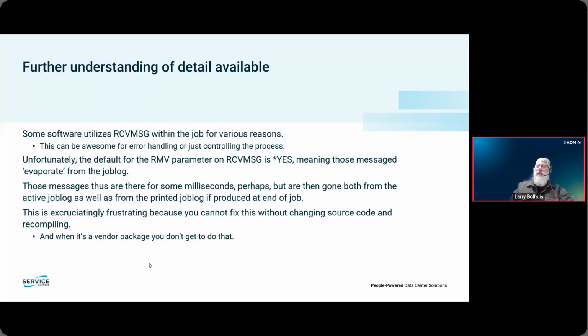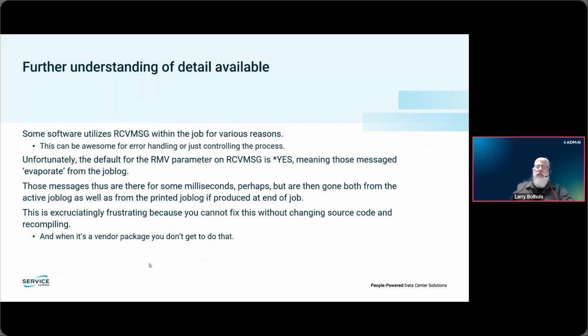One of the parameters in receive message is what do I do with the message that I've received? I could leave it in there so I can still see it, or I can remove it from the job log. And that software was doing the remove from a job log. Remove message star yes. What that meant was the job logs, even though they were all there, they were missing stuff. And so debugging things was really frustrating because you wouldn't see the detail in the job log. The received messages were in there, pulling those out and hiding them from you.